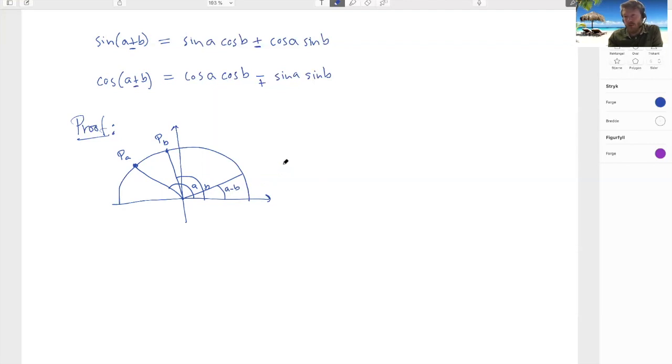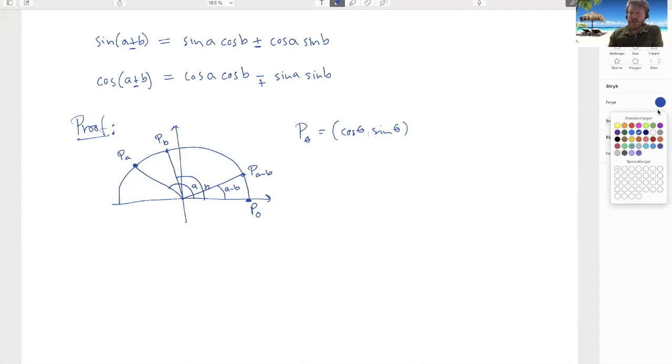So I'm going to do the proof now for cosine or sine of A minus B. So here I'm putting P A minus B. And here I'm putting P0. So I'm putting here points on the unit circle, and my index here, or my subscript, just denotes the angle. So P theta would denote the point cosine theta, sine theta. So here I have with angle 0, A minus B.